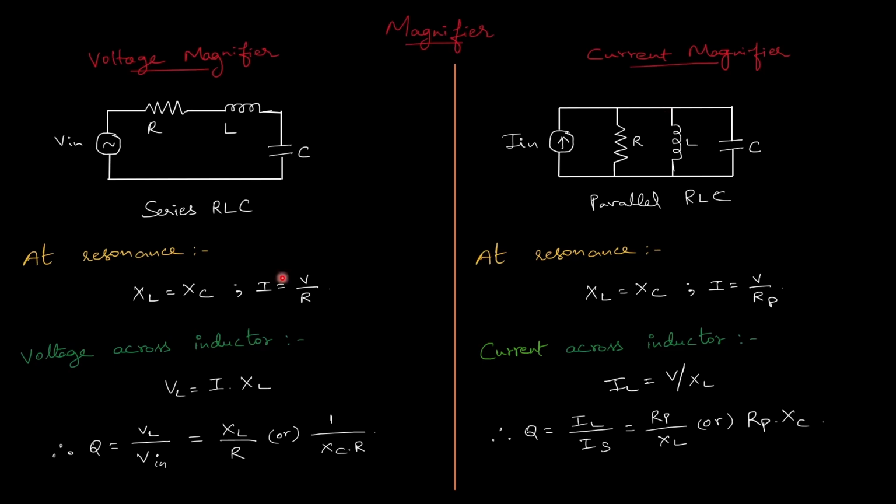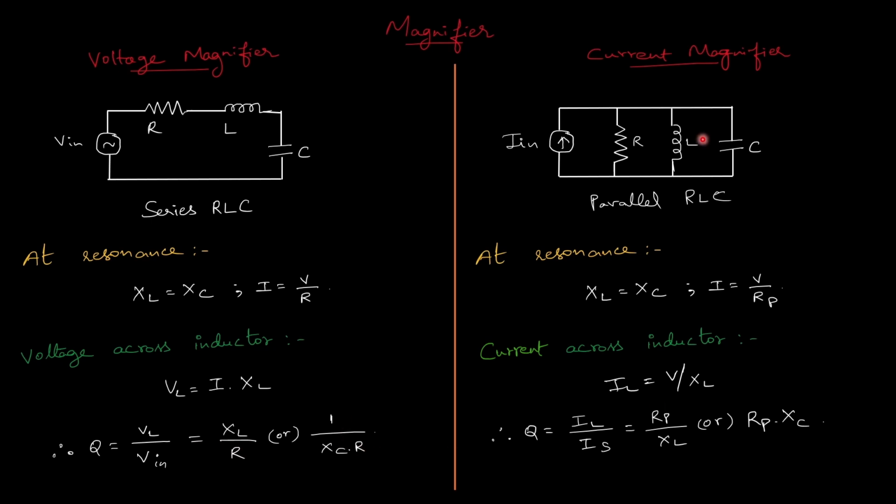For the voltage magnifier, let's start with the series RLC circuit. At resonance, XL is equal to XC, therefore the impedance is equal to R and the circuit current becomes I is equal to Vin by R. The voltage across the inductor is VL is equal to I times XL. To find the quality factor, which is the ratio between the effective energy storage element and the energy dissipating element: here the inductor is the energy storage element and the resistor is the energy dissipating element. By finding the ratio we can find Q, where Q is equal to XL by R, or if we are finding it by capacitance then it is 1 by (XC into R).